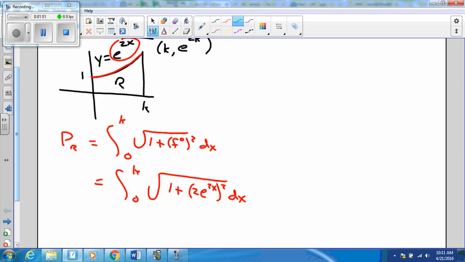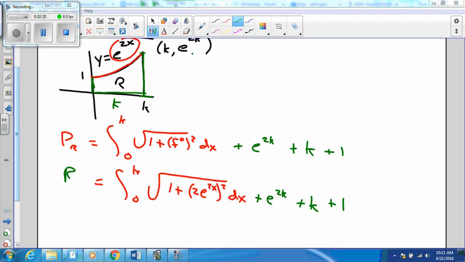Now we have to come through and add the other segments onto it. The length of this segment, which is vertical, can be found by subtraction. That would be e to the 2k minus 0. The length of this segment right here is horizontal. That's going to be found by subtraction. That would be k minus 0. And the length of this segment right here is going to be 1. So that your final expression is going to be that P of R is equal to the integral found here plus e to the 2k plus k plus 1. Just like that.